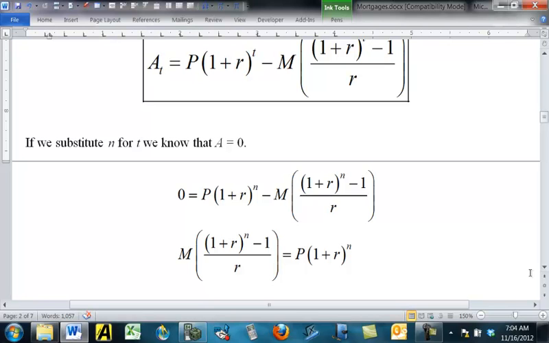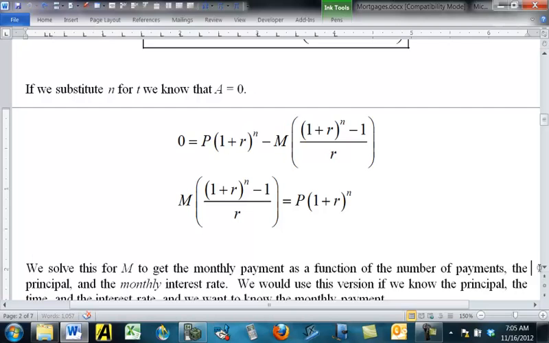So this is going to be the relationship between the total number of payments, the monthly payment, the monthly interest rate, and the principal, the amount we borrow. Now I can solve this for the various variables. We're going to solve it for n, P, and M. We have algebraic techniques to do that.